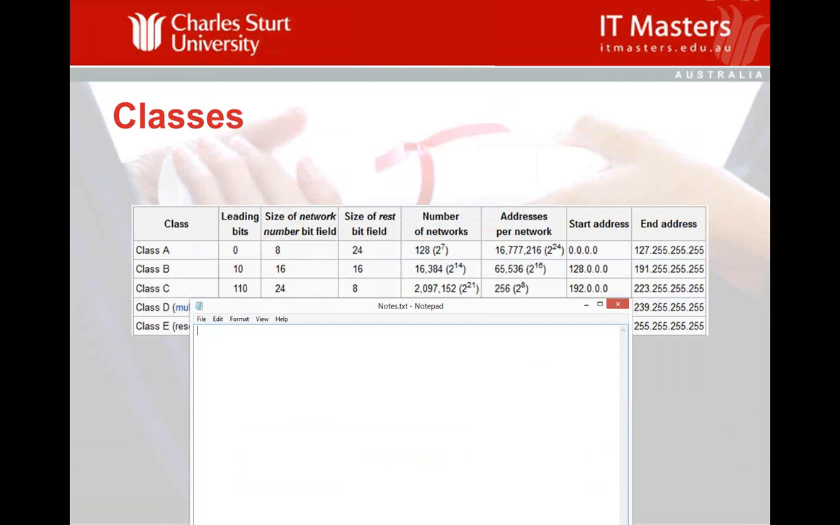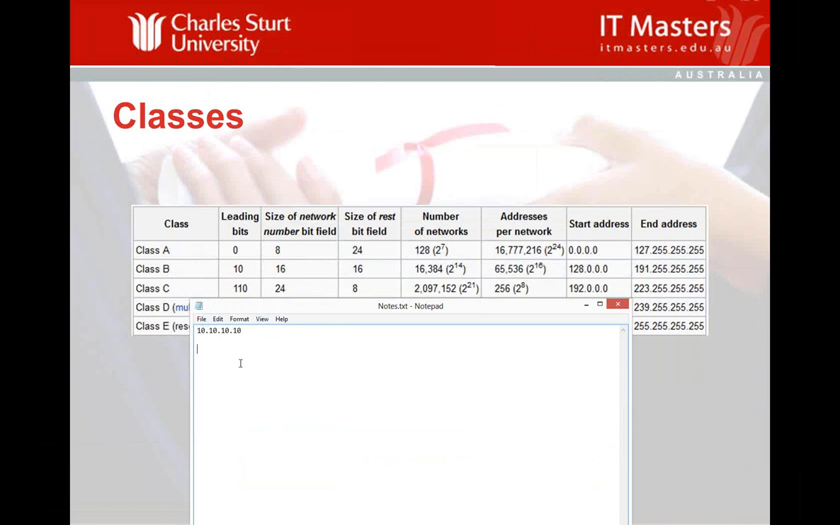So as I said, if we just write down an IP address, 10.10.10.10, so that's your IP address. This leading bits column is talking about the binary structure of the first octet, which is this one here.